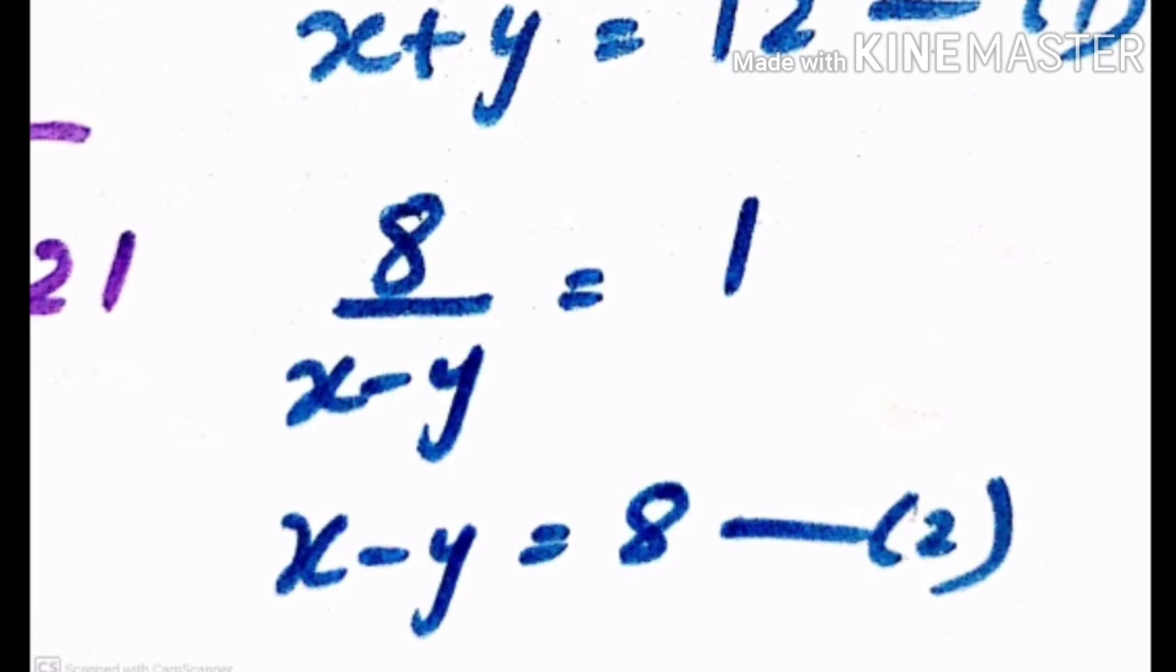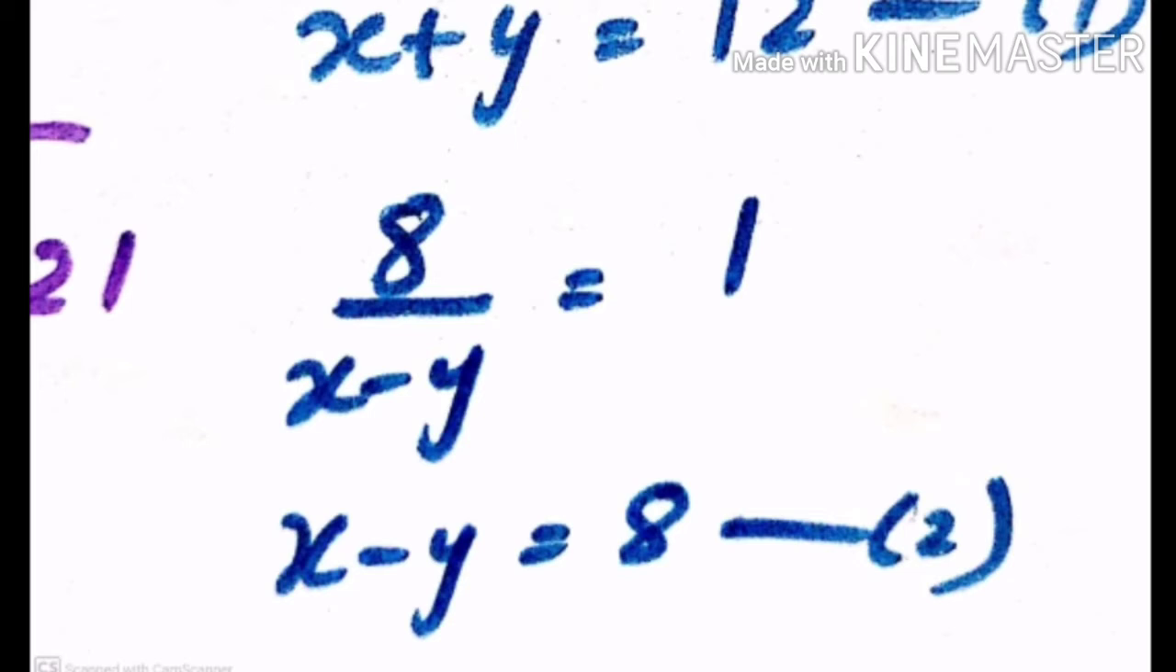Now students, we get two equations, x plus y is equal to 12 and x minus y is equal to 8. You can solve these two equations by yourself using the elimination method, and then you get the x and y values which they ask for. We have taken x as the speed in still water, and y as the speed of current or stream.